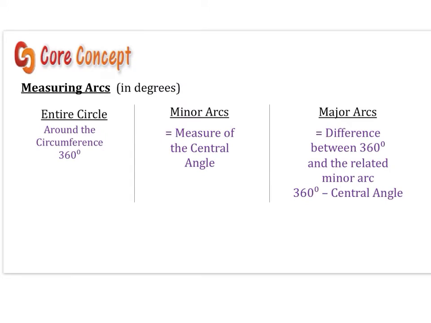All right, so when you measure arcs, it's always in degrees. The entire circle, as we know, all the way around the circumference, is 360 degrees. Our minor arcs are always equal to the measure of the central angle, and our major arcs are always equal to the difference between 360 degrees and the related minor arc. So in other words, 360 minus your central angle.